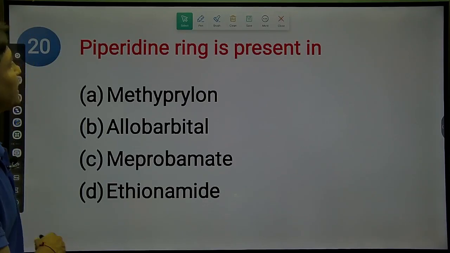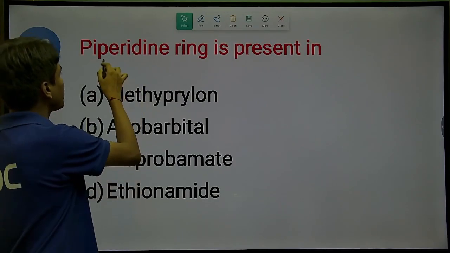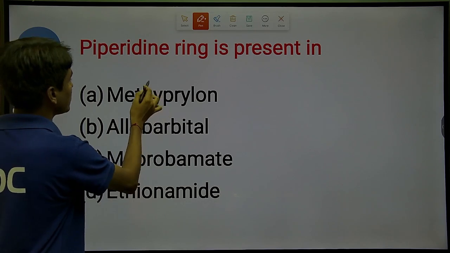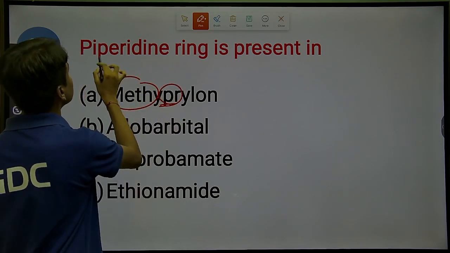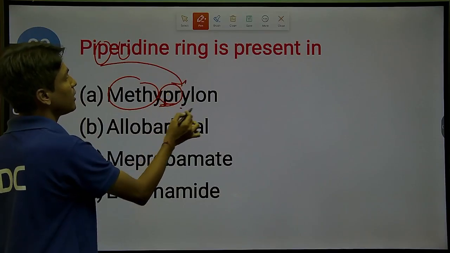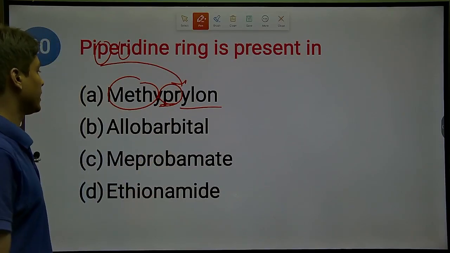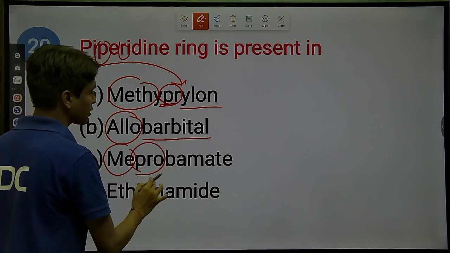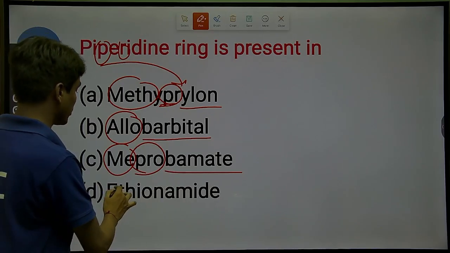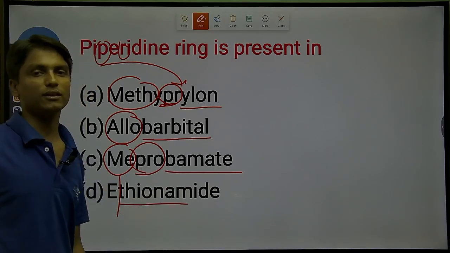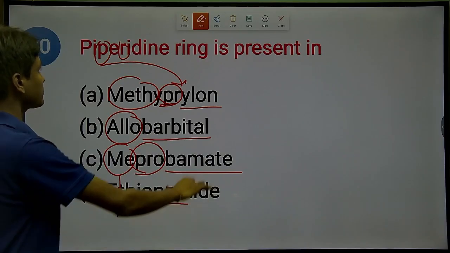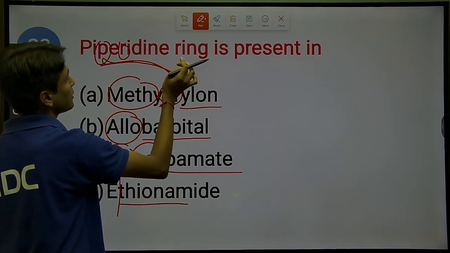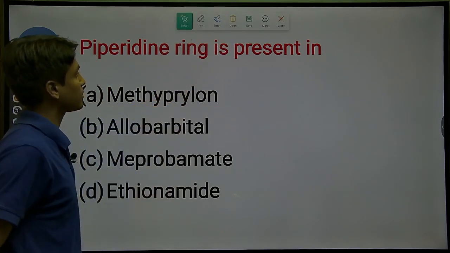Next, the piperidine ring can be present in which one of the following drugs? Methyl group is there, PR, that is piperidine: methyprylon. Next, allobarbital contains an allyl group along with barbital. Meprobamate contains methyl propyl group along with carbamate. Next, ethionamide, ethyl group will be there, thionamide, CSNH2. Hence the ring piperidine is present in the methyprylon drug.